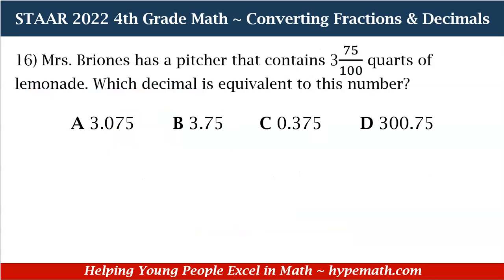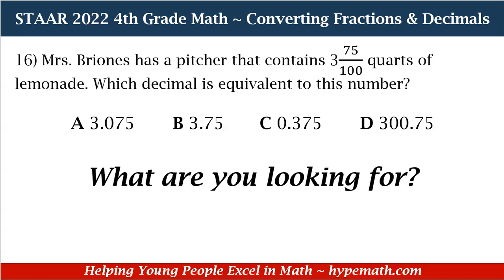Mrs. Briones has a pitcher that contains 3 75 hundredths quarts of lemonade. Which decimal is equivalent to this number? Is it A, 3.075? Is it B, 3.75? C, 0.375? Or D, 375? What's our important question?